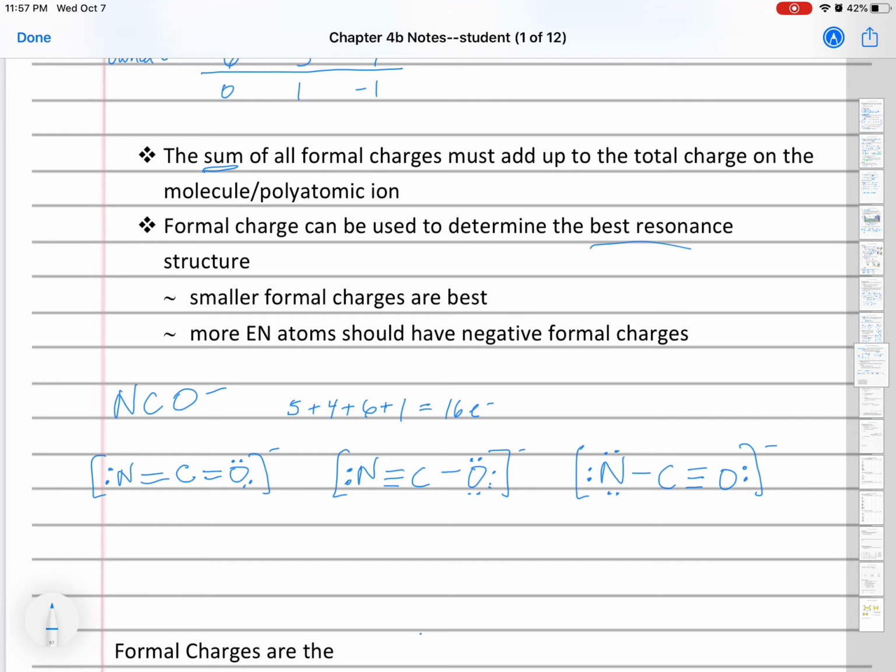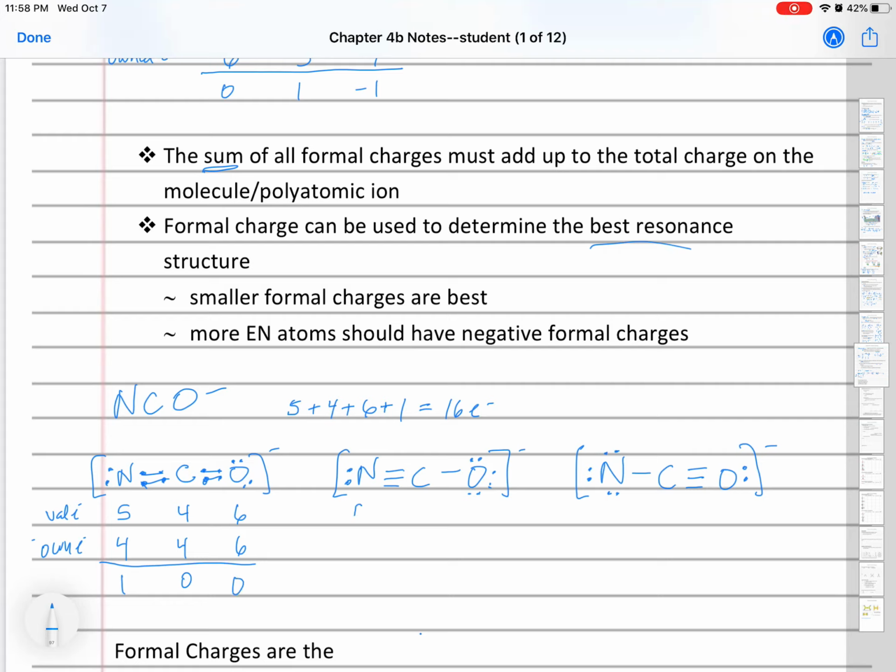Which one is the best, most likely structure that this ion actually has? Well, we can figure that out using formal charges. So valence electrons minus owned electrons. So nitrogen has 5 valence electrons, carbon has 4, and oxygen has 6. In this first structure, the nitrogen has 1, 2, 3, 4 owned electrons. The carbon has 1, 2, 3, 4. And the oxygen has 1, 2, 3, 4, 5, 6. So 5 minus 4 is 1, 4 minus 4 is 0, 6 minus 6 is 0.